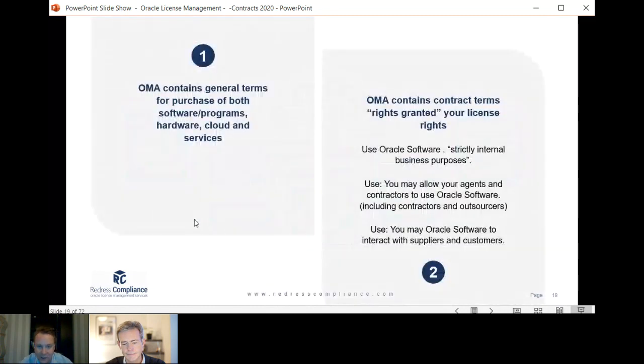The OMA contains general terms for purchase of software programs, hardware, and cloud services. The OMA contains contract terms, rights granted, your license rights. And what's important to review in this OMA is that you can only use Oracle software strictly for internal business purposes. So with that, you cannot use these licenses that you purchase to build your own software as a service solution.